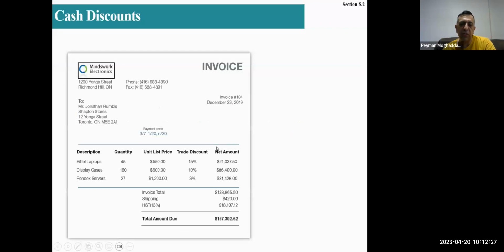All right. The other thing we learned 2 weeks ago was basically the invoice, right? And the cash discount. So we learned payment terms. Okay, so that's a payment term.